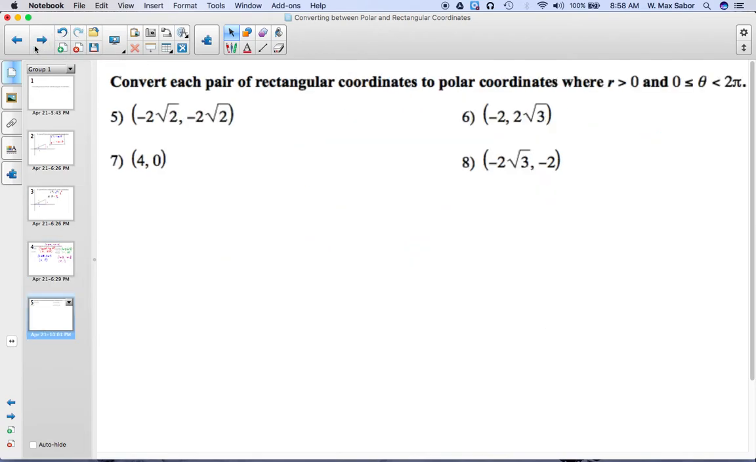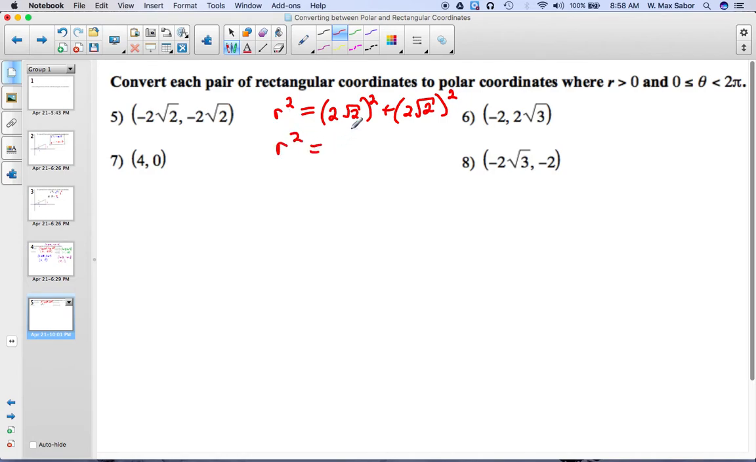If we want to convert rectangular coordinates to polar coordinates, notice that there's a restriction given that r is going to be greater than 0 and theta is going to be between 0 and 2 pi. It's not always the restriction, but that's typically what the restriction will be. We can say r squared equals those two things squared and added together. So r squared equals 8 plus 8. So r squared equals 16. r equals 4.